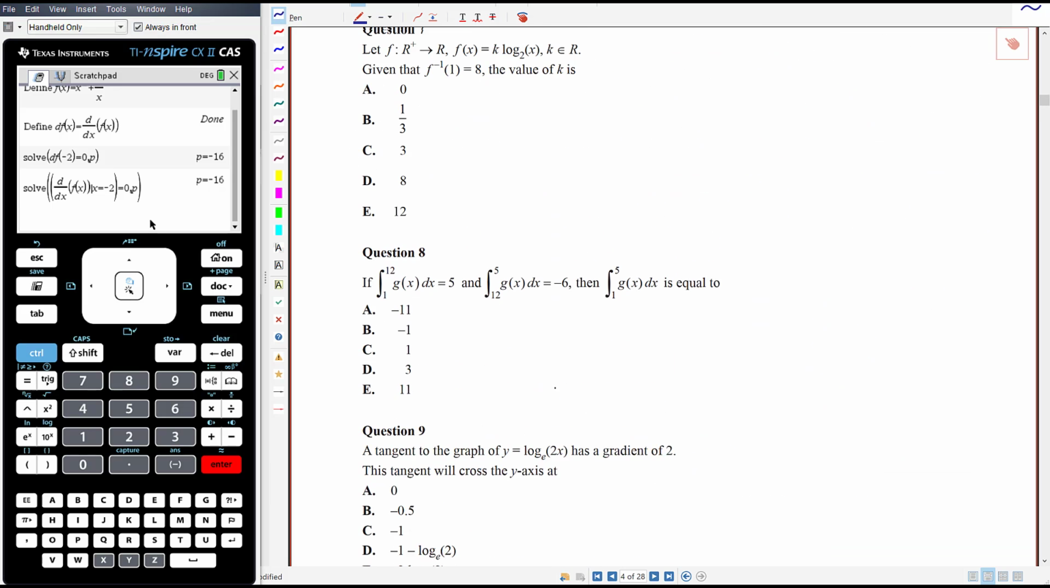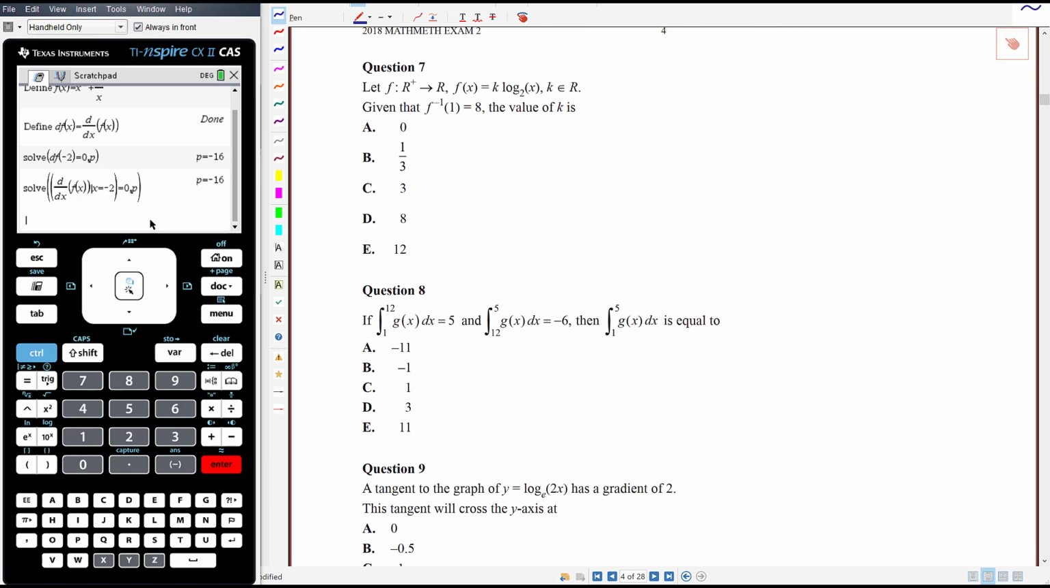Okay, question 7. Let f, it's got a domain of positive real numbers. F is the function k times log 2 of k, where k is any real number. Given that f inverse of 1 is equal to 8, the value of k is. Okay, so the most useful way to use this information is if the inverse function goes through the point 1,8, that means that the original function goes through the point 8,1. Okay, inverse function is just switching x and y.